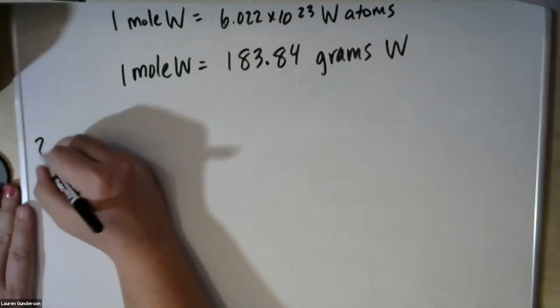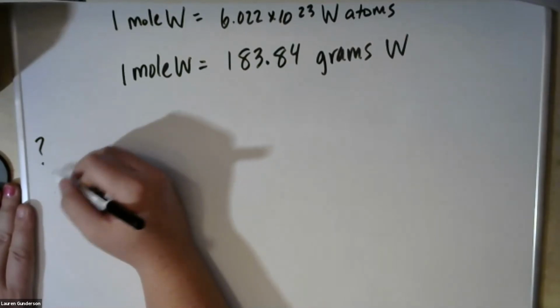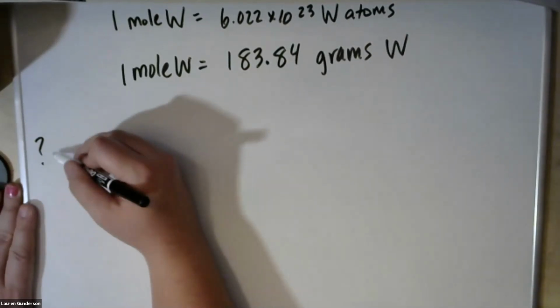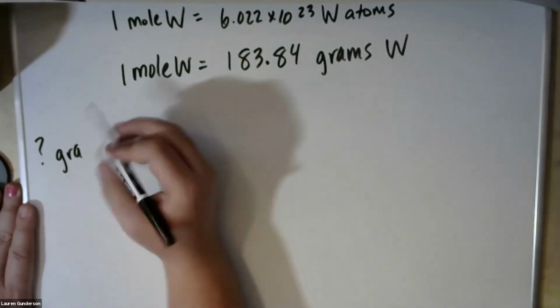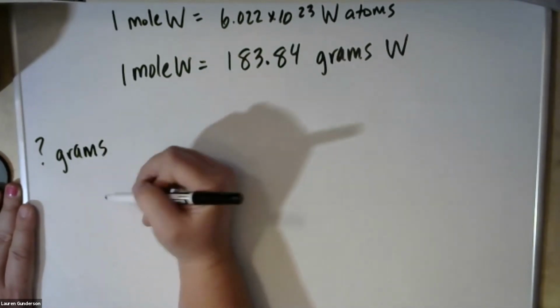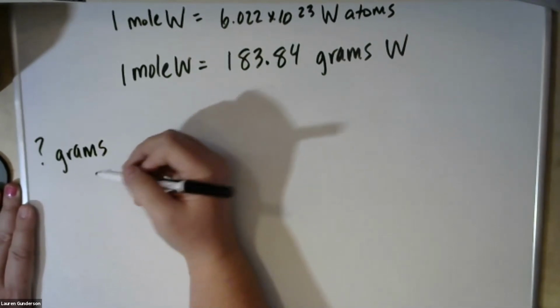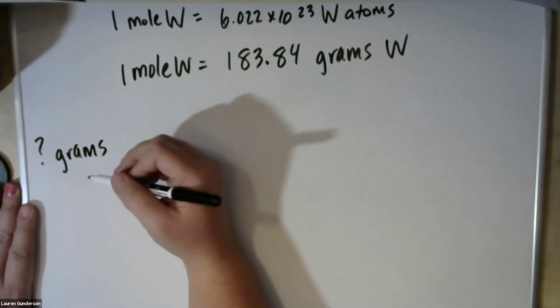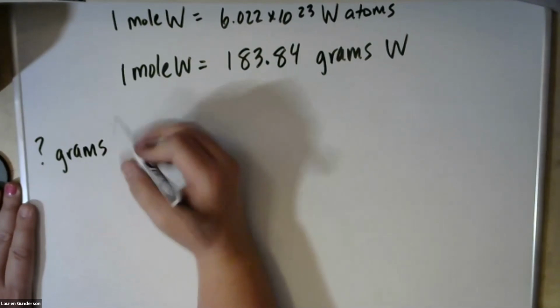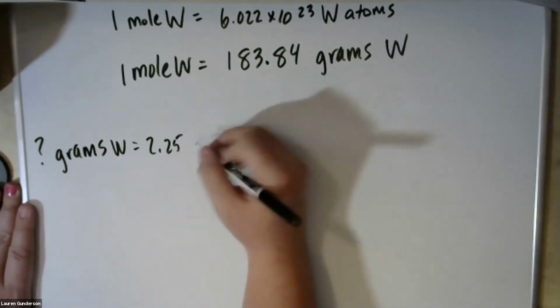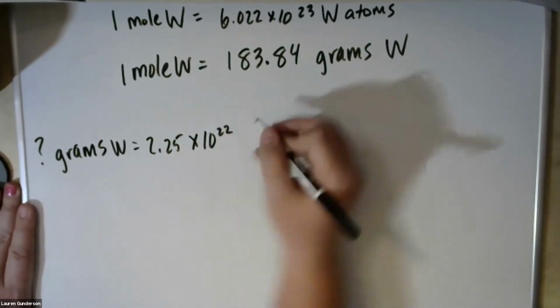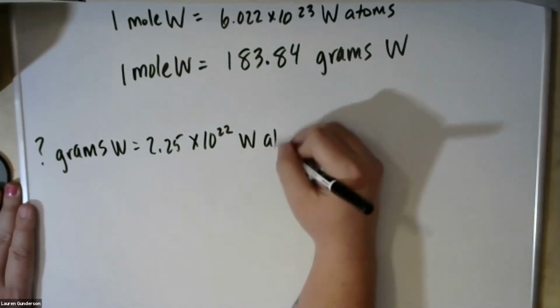So with that, we can write out our question. It just says, what is the mass of it? So we'll assume that they mean the mass in grams. If they wanted a different mass value, they would have indicated that in the question itself. So how many grams of tungsten equals 2.25 times 10 to the 22 tungsten atoms?